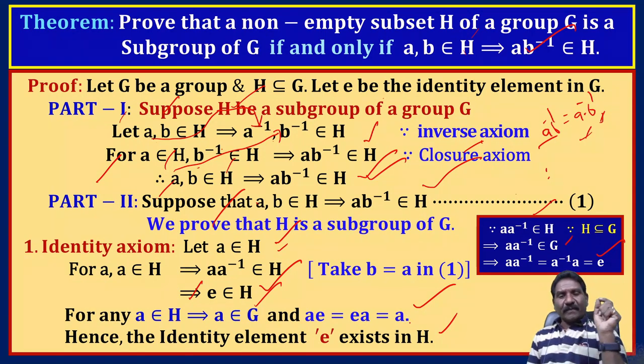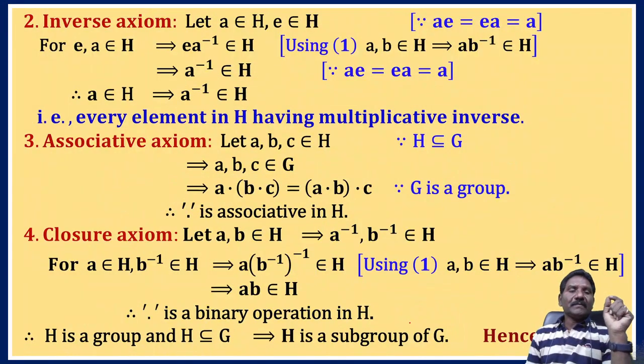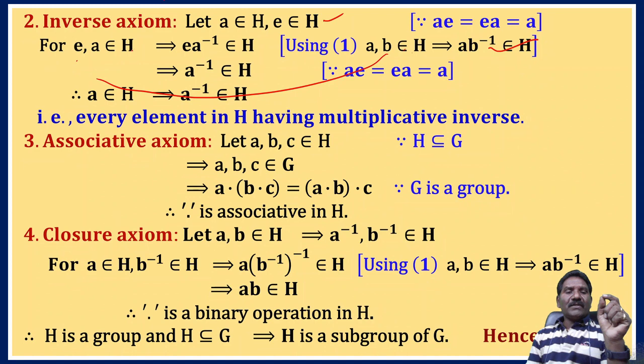Identity axiom verified. Next, the second one, inverse axiom. Let a belongs to H and e belongs to H. Already e exists in H, the identity element. Using 1, a, b belongs to H gives ab inverse belongs to H. Here e, a belongs to H gives ea inverse belongs to H. Using 1, ea inverse, e is the identity element, so ea inverse is a inverse e, which is equal to a inverse. That is, a inverse belongs to H.